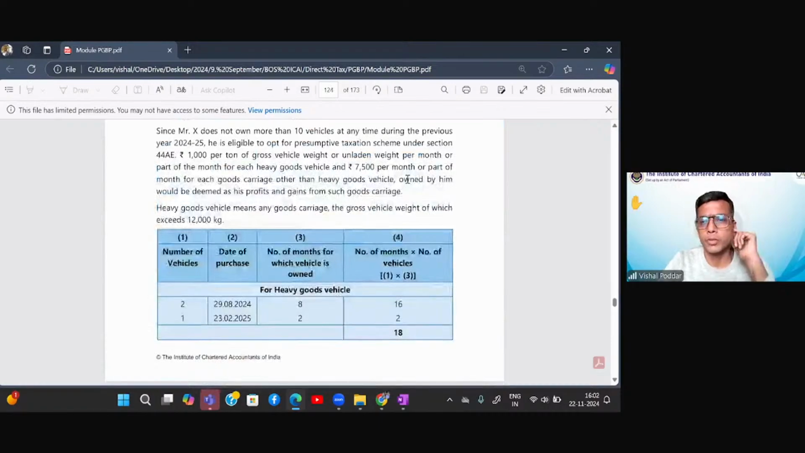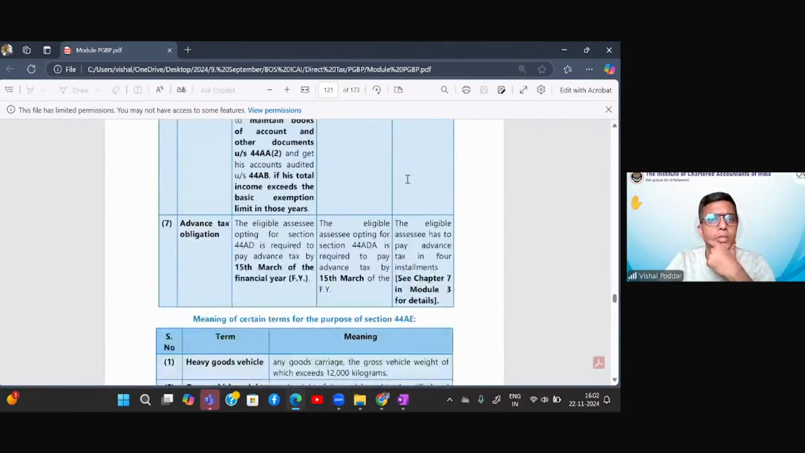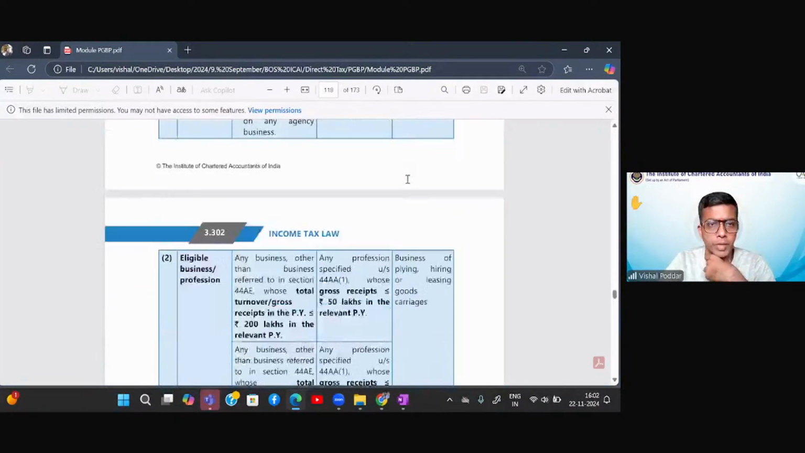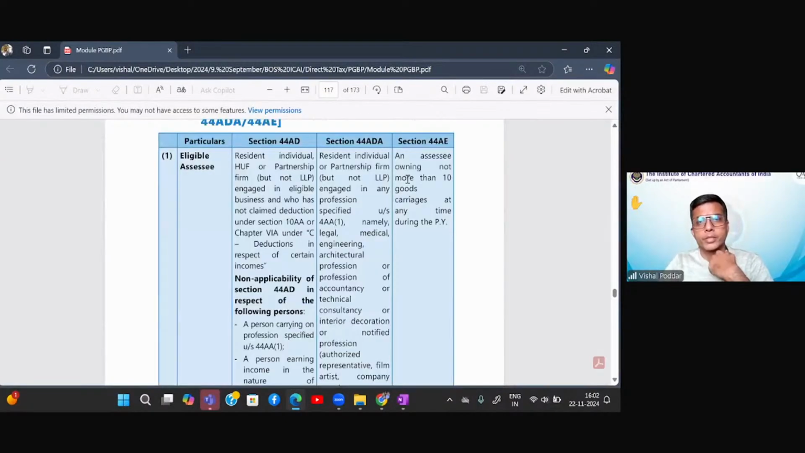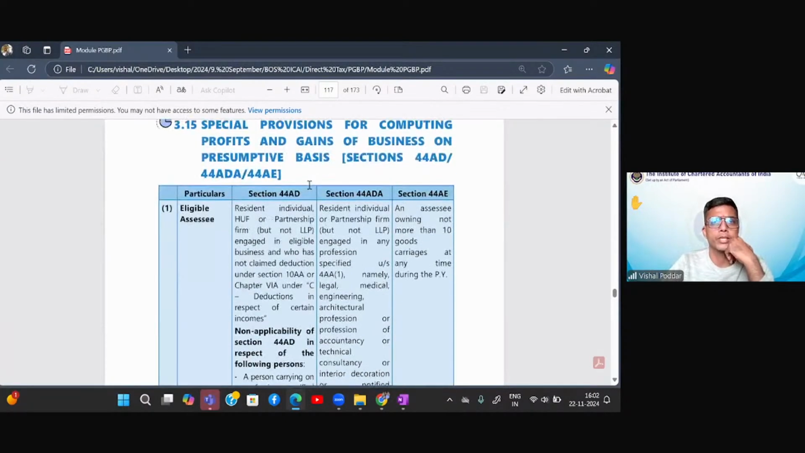Now, students, one more thing which I want to explain to you in this chapter, the last thing from my side. Even though we studied this in the last lecture, let us recapitulate it. See, these are the provisions which are called computation of income on presumptive basis. So what is presumptive basis?